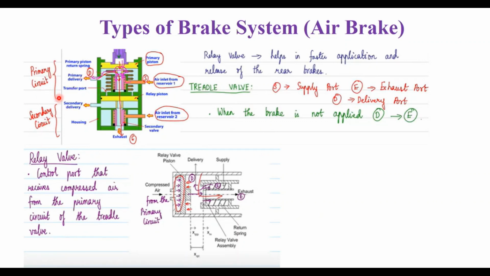And when the brake is not applied, what happens? From D to E, from the delivery port to the exhaust port, the fluid goes. What happens when you apply the brake? When you apply the brake, the air from the reservoir enters in this direction, and then it goes to the secondary and then the primary port.